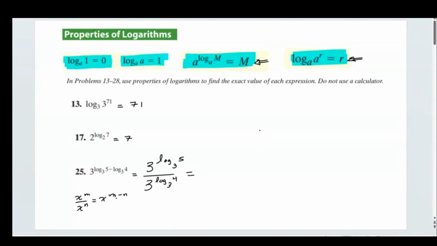Now, using this same property over here, the same property that we have used in number 17, we can say that 3 to the power of the logarithm in base 3 of 5 is 5, and 3 to the power of the logarithm in base 3 of 4 is equal to 4. So the result in this case is 5 over 4.